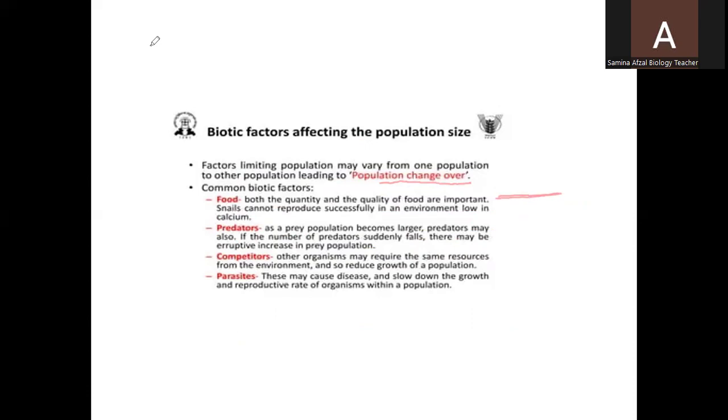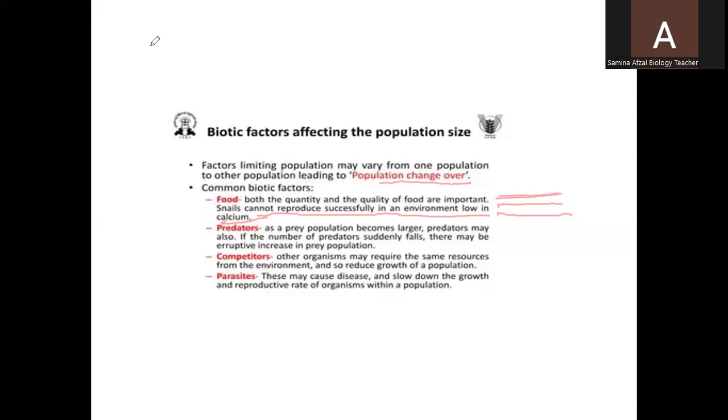If food is there, the organisms will get energy. If the food is not there, there will be no energy. So the energy requirement will not be fulfilled when there is no food. So snails cannot reproduce successfully in an ecosystem low in calcium. So the different food nutrients are helpful to increase the stability of any ecosystem. So if there is no food, the organisms will not survive because they will not get energy, or they can have different types of problems or diseases in them.